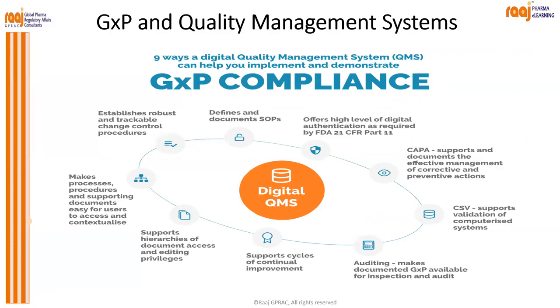It establishes a robust and trackable change control procedure, defines and documents SOPs, and offers the high level of digital authentication required by 21 CFR Part 11, which defines the electronic standard, electronic record, and electronic signature. Then CAPA, corrective action, preventive action, supports and documents the effective management of corrective and preventive actions. CSV, computer system validation, supports validation of computerized systems. Auditing makes documented GxP available for inspection and audit.